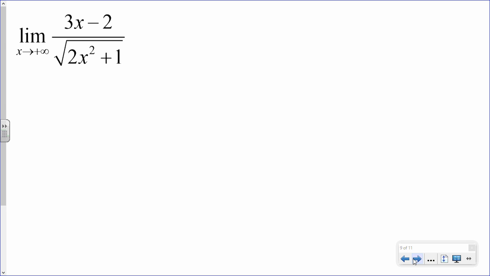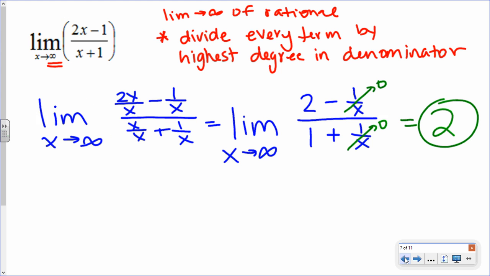Okay, this looks kind of crazy, right? Since there is a radical in the denominator, it is not as cut and dry as the rationals that we had on that previous slide. We are going to look at this limit towards infinity and negative infinity, and then I'll talk to you a little bit about what's happening because of that radical. So let's stick with our strategy, dividing every term by the highest degree of the denominator.